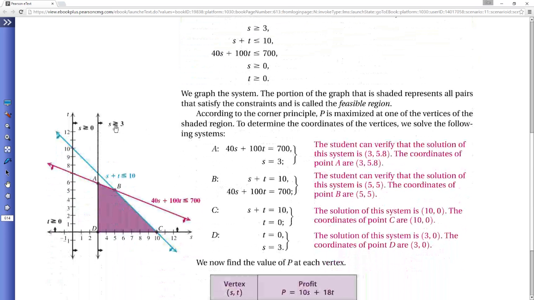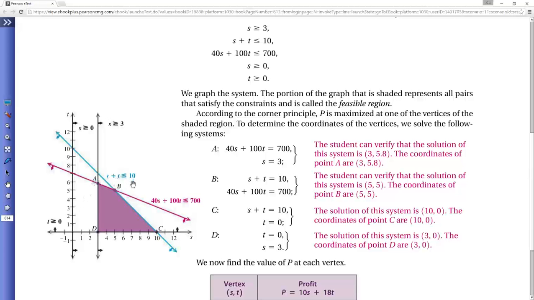Here is S has to be greater than or equal to 3. We had to have that many. S also has to be greater than 0, and so does T. This is the axis of T, and this is S, right? So here's the line right here for T greater than 0.